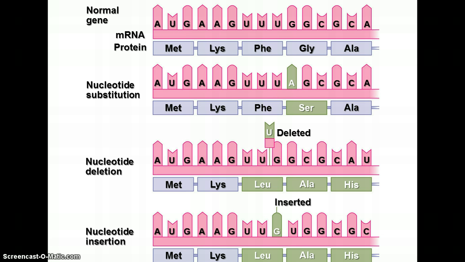This shows a couple of examples. This picture is from your book. It shows you a normal gene here, and you see the sequence of methionine, lysine, phenylalanine, glycine, and alanine. And here, when we substitute, that's going to change just this one amino acid in the chain of protein. If you delete one of these uracils here in the messenger RNA, then that's going to change everything from that point on. Same thing if you insert one here, it's also going to change everything from that point on. So it can have a major effect on the transcription and translation of a protein from the faulty message.